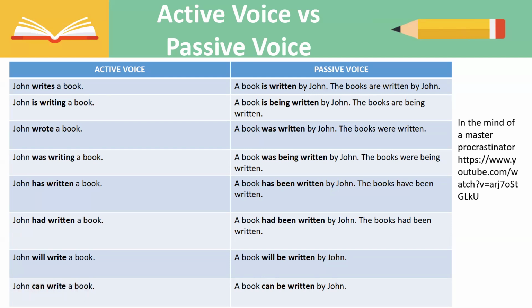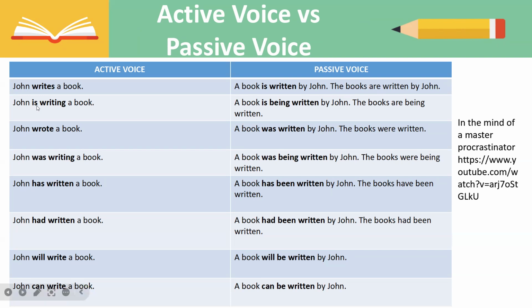Over here, I chose to include an example to show you the plural form. In this case, if we were talking about many books, so let's say more than one book, the books, all we have to do is change the verb to be to the plural form, which is are. So the books are written by John. If you notice, the structure doesn't change.